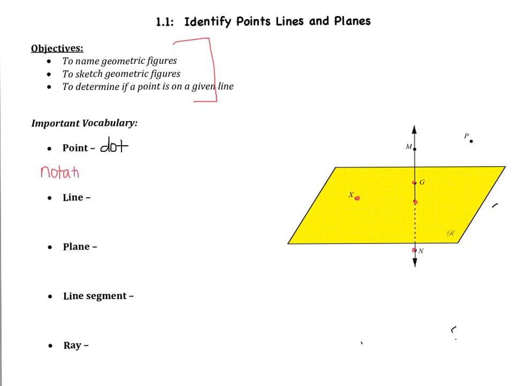So, notation for a point. The notation for a point is just one capital letter. So for point X, I'm going to put an X. For point G, I'm going to put a G. For point M, I'm going to put an M. So the notation is just a capital letter.